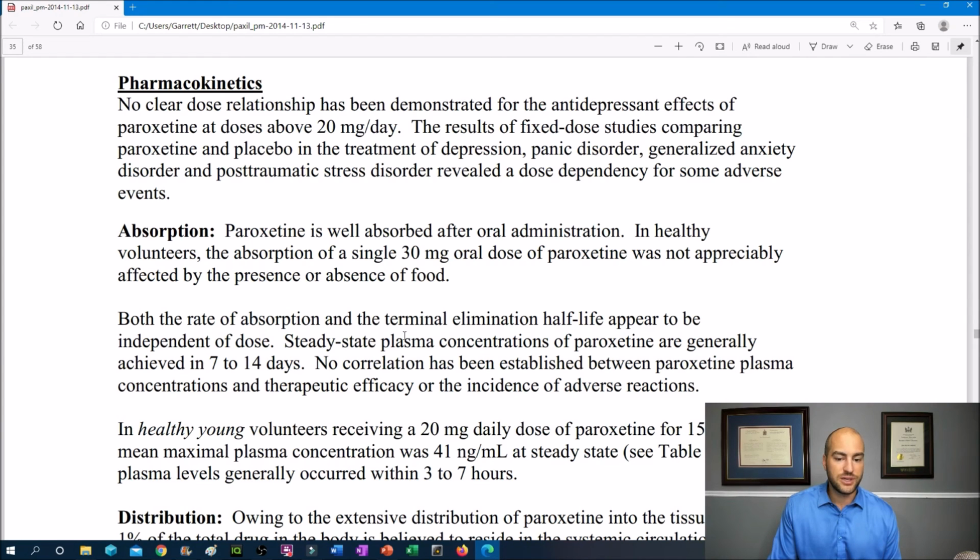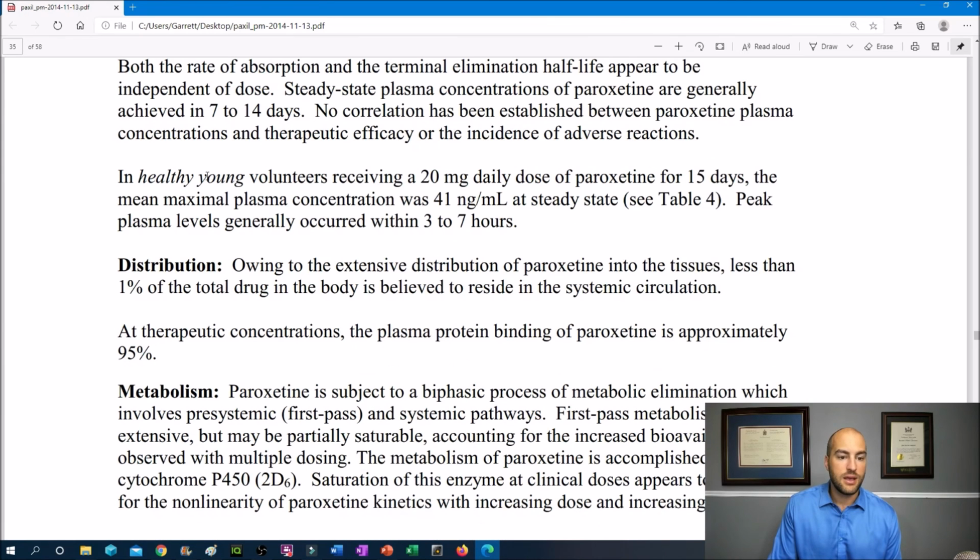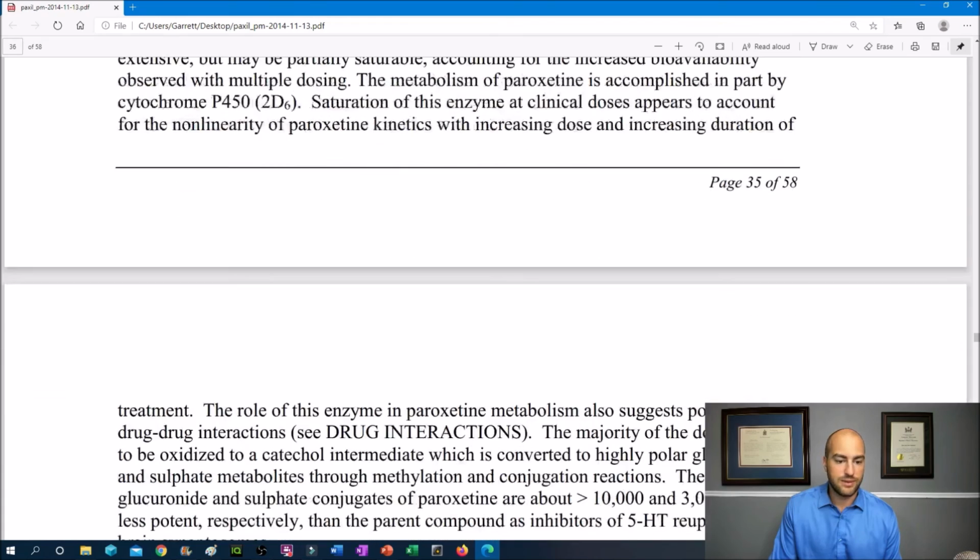Both the rate of absorption and the terminal elimination half-life appear to be independent of dose. Steady-state plasma concentrations of paroxetine are generally achieved in 7 to 14 days. No correlation has been established between paroxetine plasma concentrations and therapeutic efficacy or the incidence of adverse reactions. In healthy young volunteers receiving a 20 milligram daily dose of paroxetine for 15 days, the mean maximum plasma concentration was 41 nanograms per milliliter at steady state. Peak plasma levels generally occurred within 3 to 7 hours. Distribution, metabolism, we'll skip this.